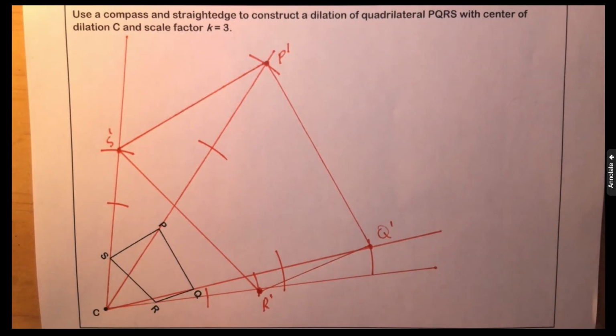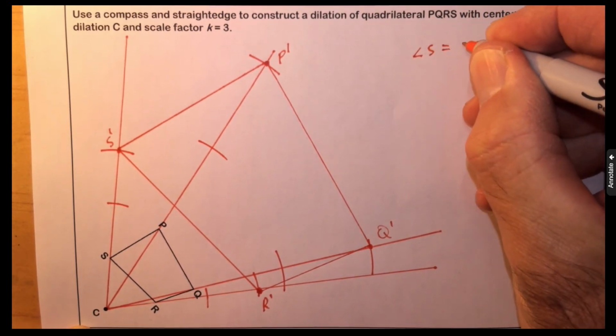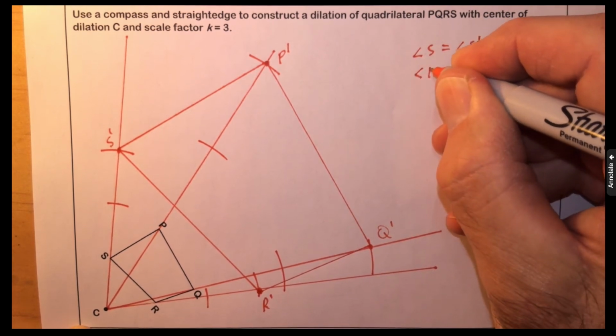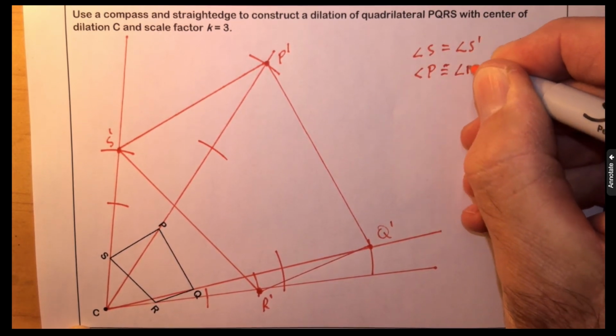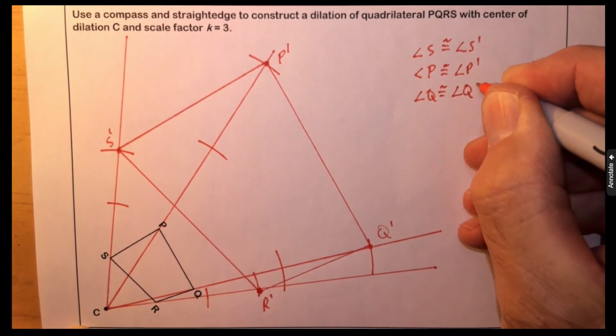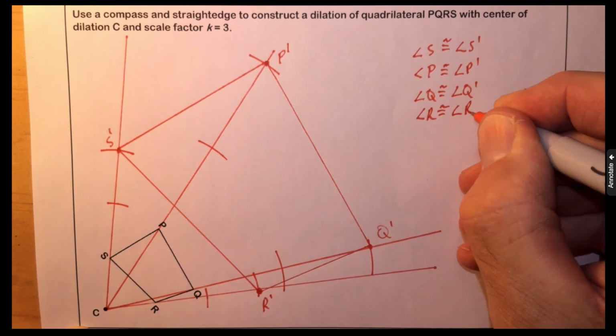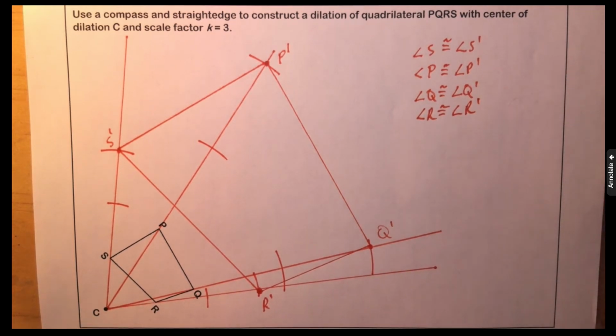So quadrilateral P prime, Q prime, R prime, S prime is an enlargement, a dilation by a scale factor of 3. So this is what we know. Angle S has to be congruent to angle S prime. Angle P has to be congruent to angle P prime. Angle Q has to be congruent to angle Q prime. And angle R has to be congruent to angle R prime. Also, these distances form equal ratios.